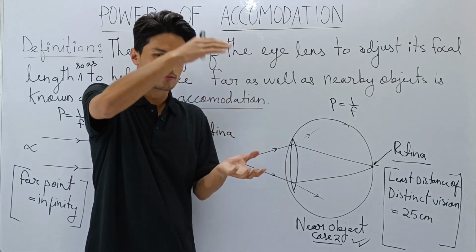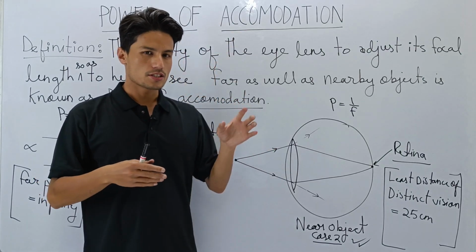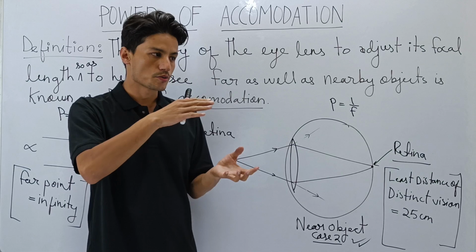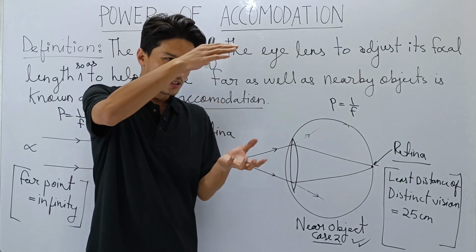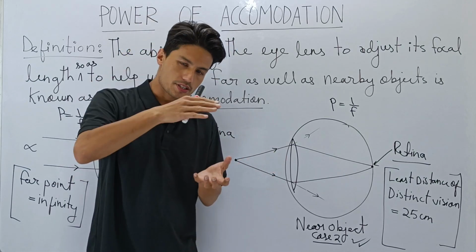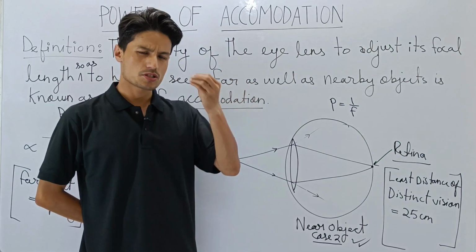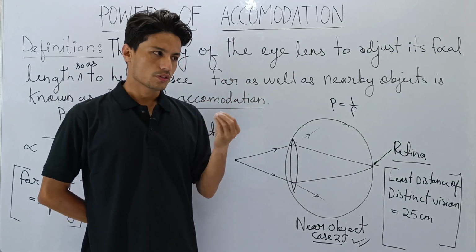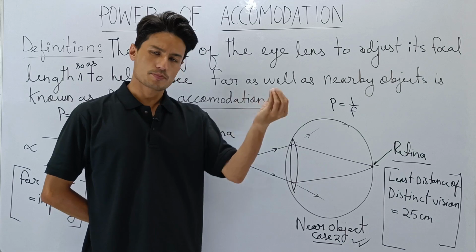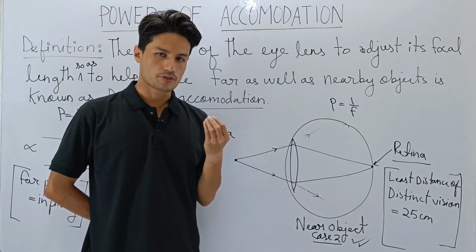So they are converging and forming the image on the retina. The eye lens is using more power, so your eye lens is under a lot of stress, which in the long run is bad for you.